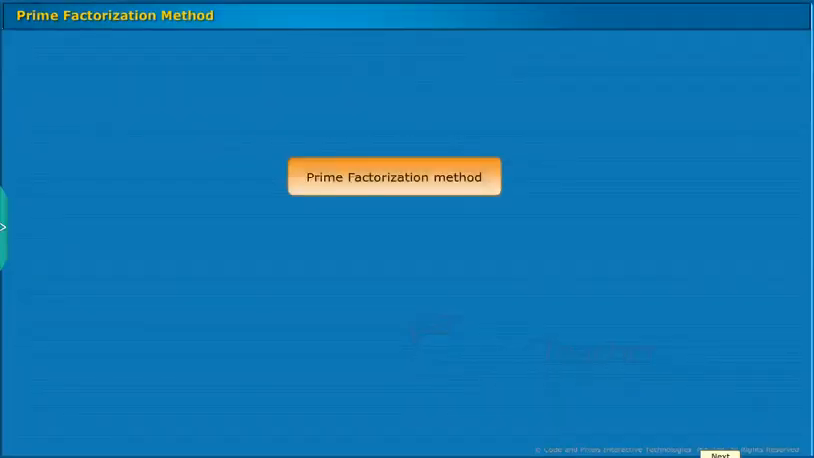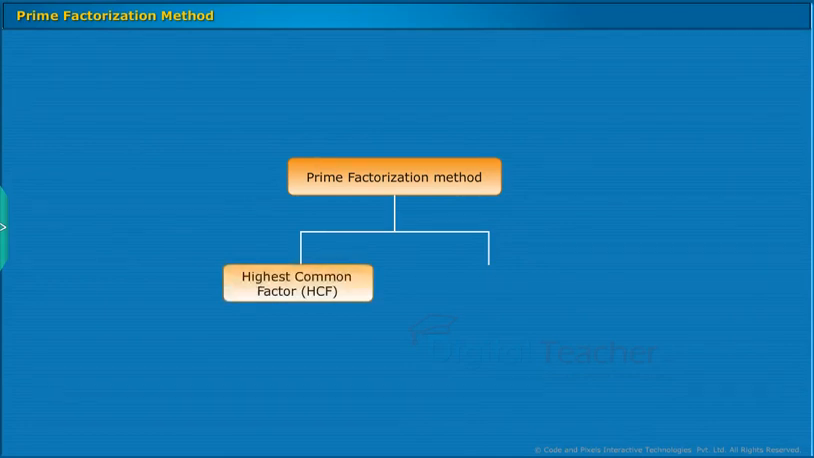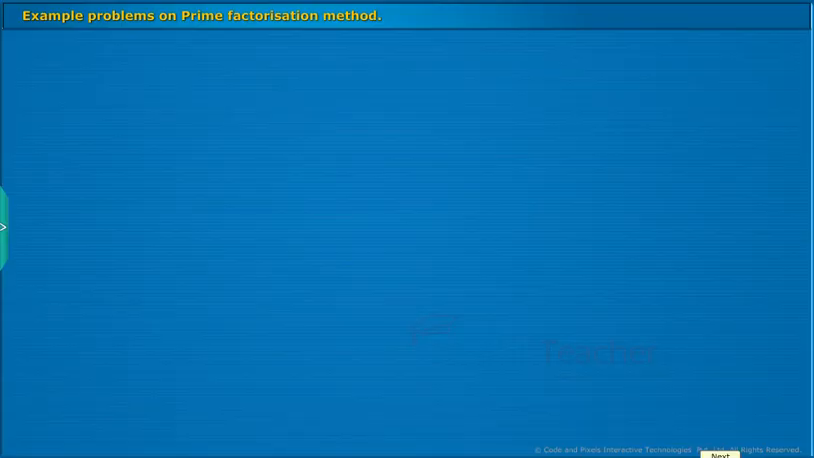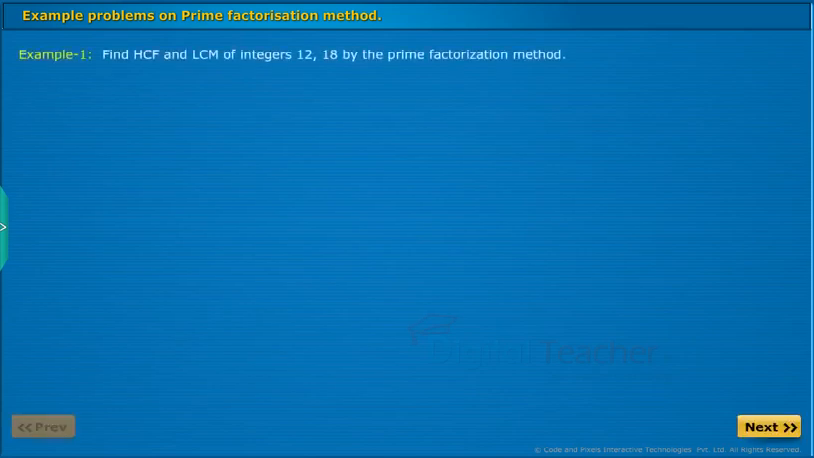Prime factorization method. This method involves finding the prime factors of a given number. This method is used to find the highest common factor HCF and the least common multiple LCM of the given numbers. Let us look at an example. Now, let us do some example problems on prime factorization method. Find HCF and LCM of integers 12, 18 by the prime factorization method.